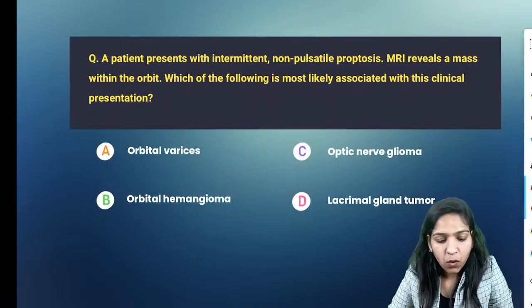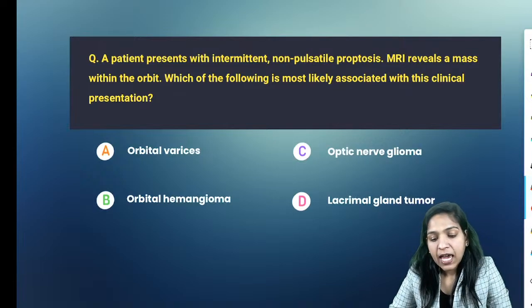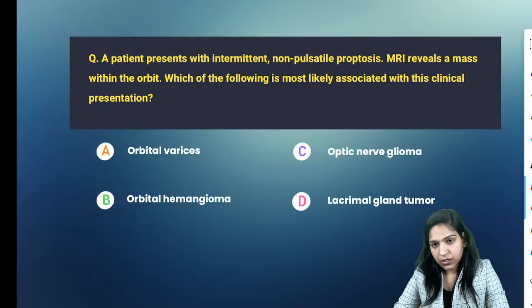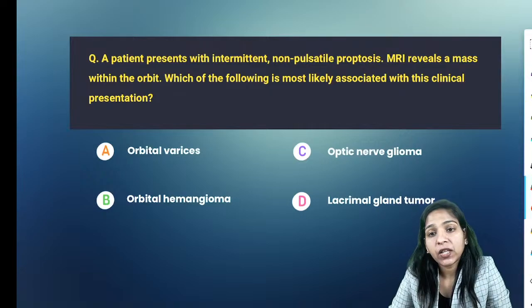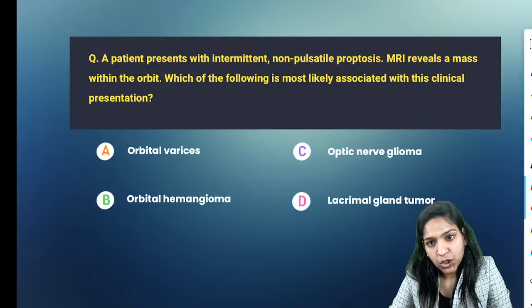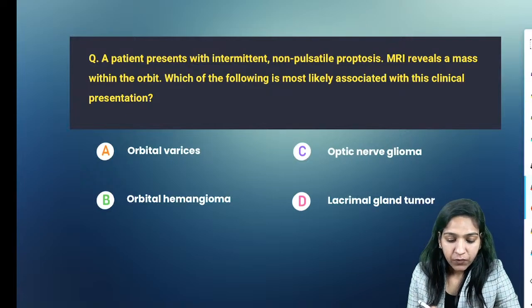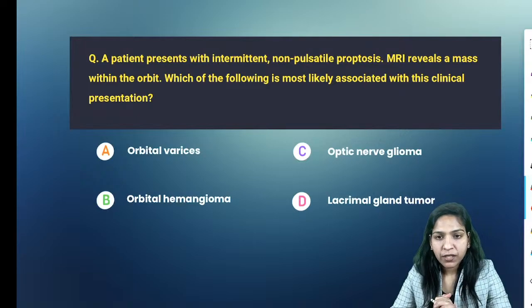The next question was, a patient presented with intermittent non-pulsatile proptosis. MRI reveals a mass within the orbit. Which of the following is the most likely associated clinical presentation? Right, so the options were orbital varices, optic nerve glioma, orbital hemangioma, and lacrimal gland tumor. Right, so how to rule out the options in this case?